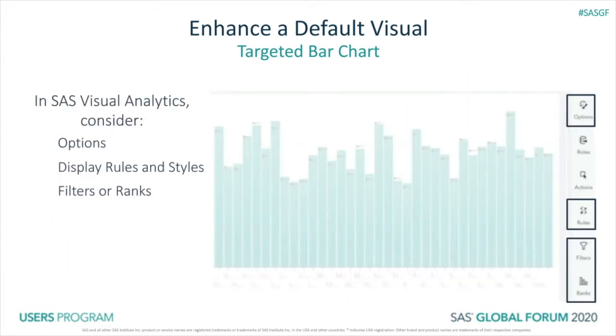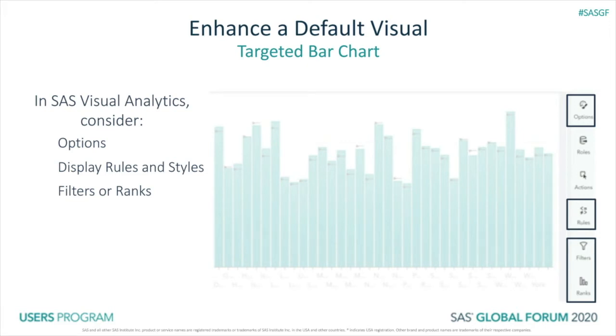Things to consider are generally found on the right-hand side when you click on a graph, including options, rules, filters, and ranks. So options are generally used for controlling the properties of the axes, the titles, the legends, the overall look and feel that helps the user understand what they're seeing.